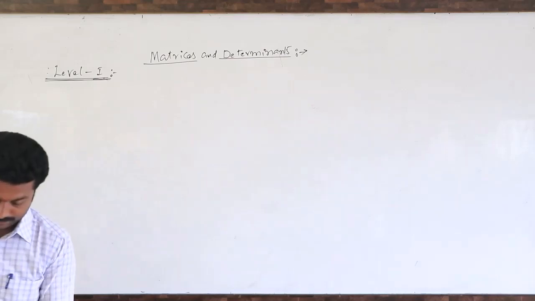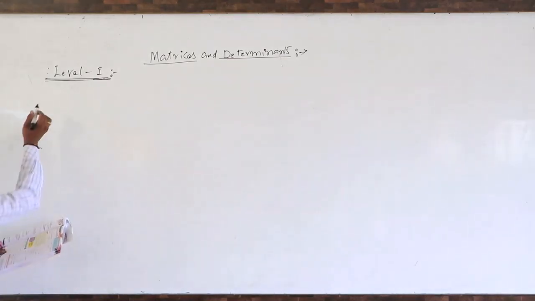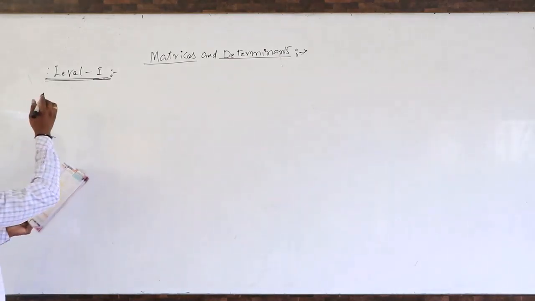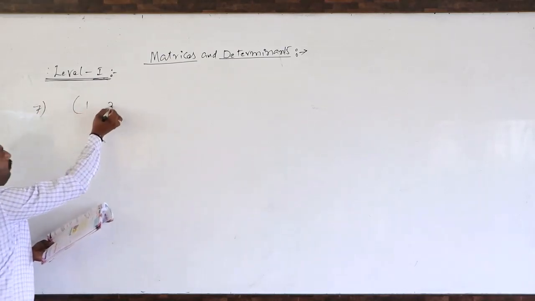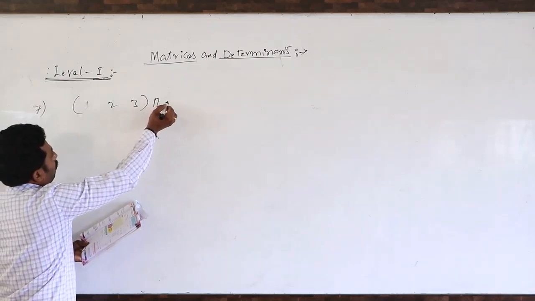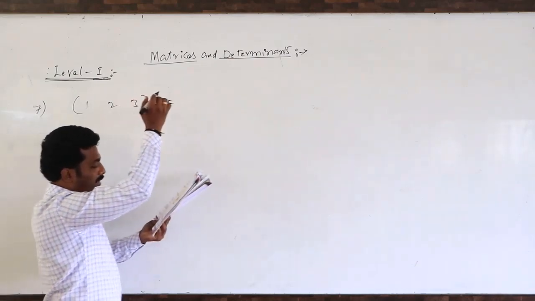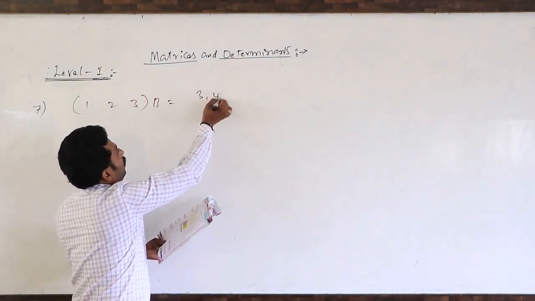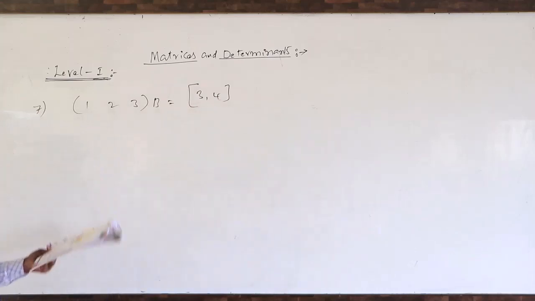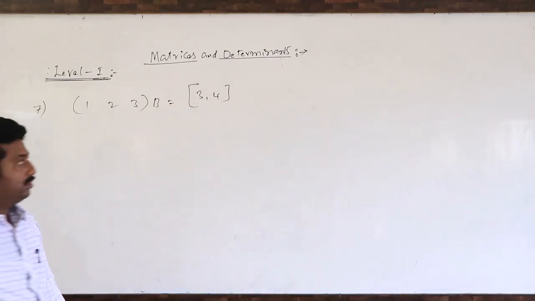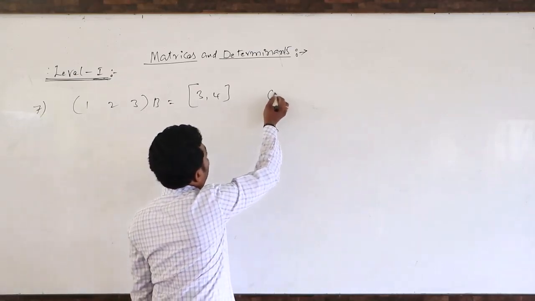Number 7. If A = [1 2 3], a 1 by 3 matrix, and AB = [3 4], then the order of the matrix B is what they are asking. So, order of B.